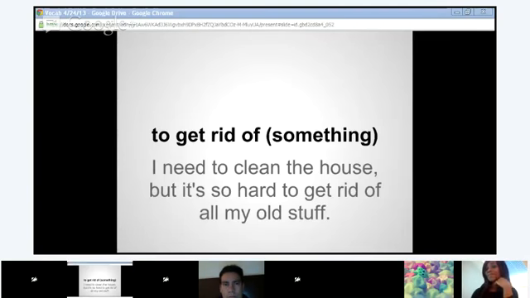Okay, so of course in this situation you have an attachment to your possessions, to the things that you own. So it's hard to remove them. It's hard to eliminate them. You want to keep them. Okay, so to get rid of something, to eliminate it.